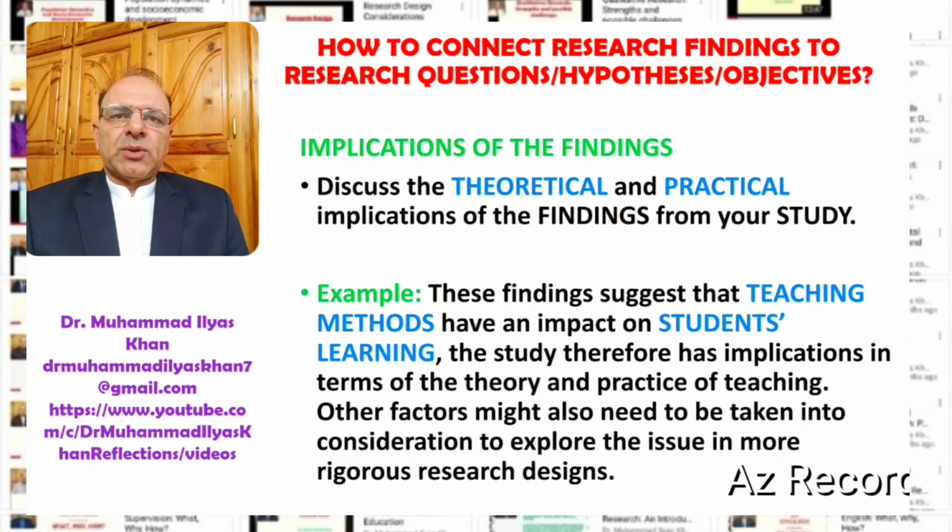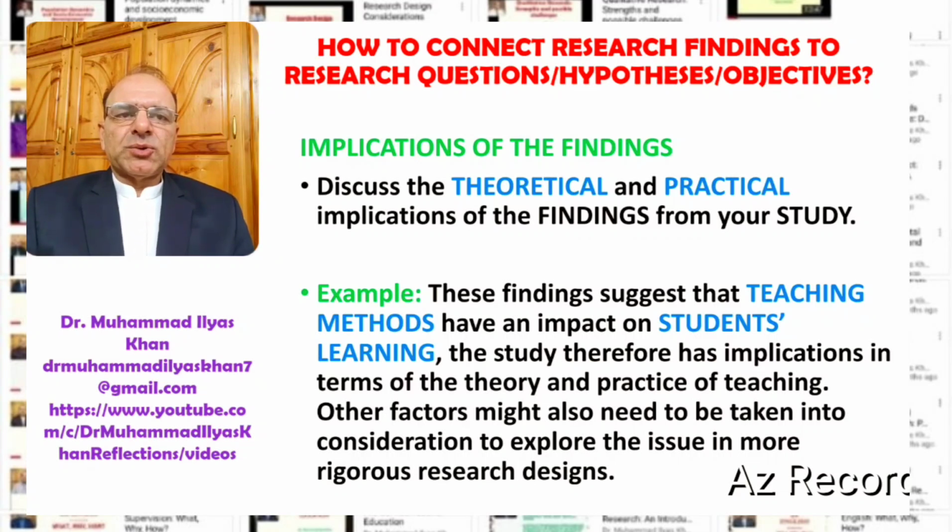Or in other words, what do these findings imply in terms of adding to the theory of the particular topic or field? And secondly, in terms of the practical implications. So here is an example. The findings of this study suggest that teaching methods have an impact on students' learning. The study, therefore, has implications in terms of the theory and practice of teaching. So now, we indicate the implications of our findings both in theoretical and practical terms.